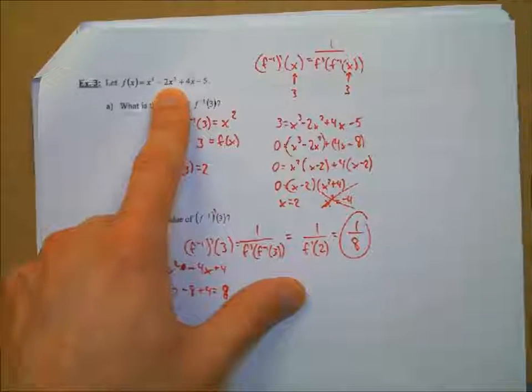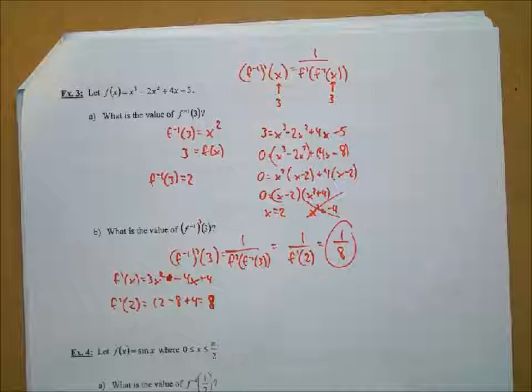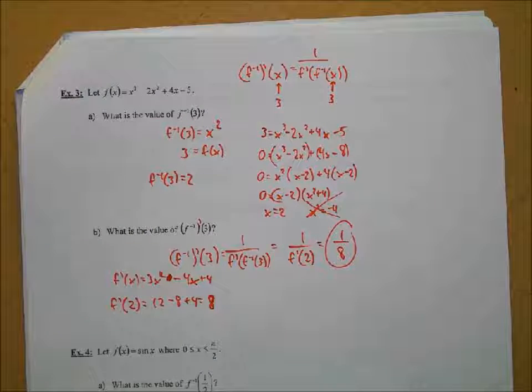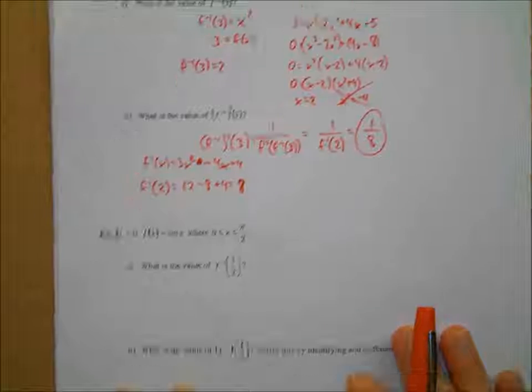So this formula, and it's not that impressive, but it allows us to evaluate the derivative of an inverse without actually being able to come up with the inverse function itself. We can kind of bypass actually finding the inverse function. Okay, so there it is. So let's try it again for another one, example 4.